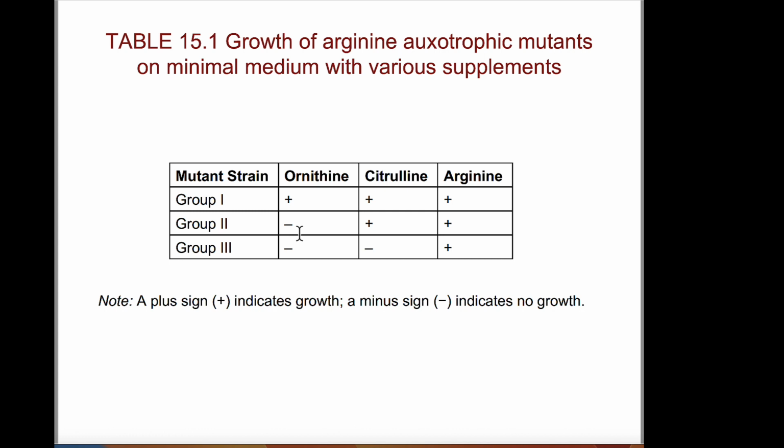In group 3, there was no growth for ornithine or citrulline, only when arginine was added. So this is a way to understand the growth of these auxotrophic mutants on minimal media when they're given various supplements.